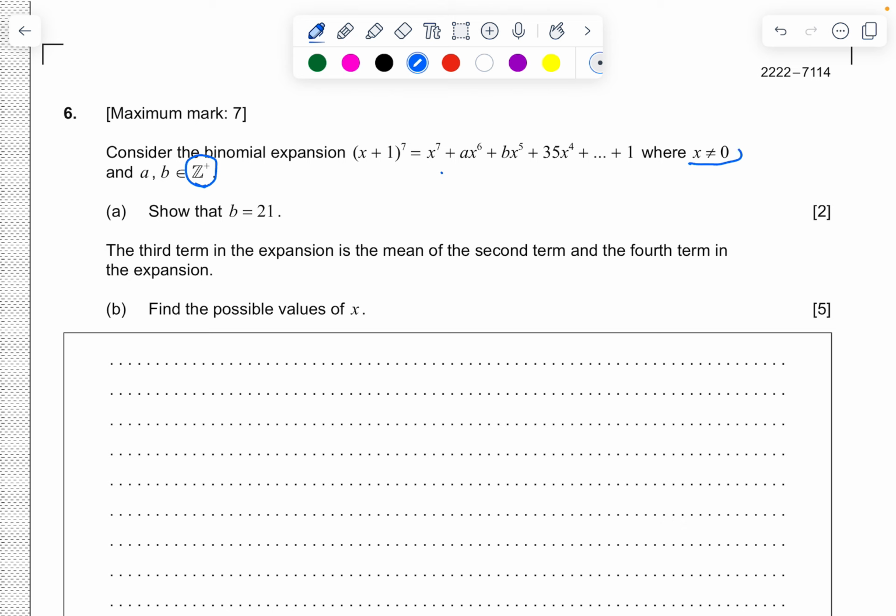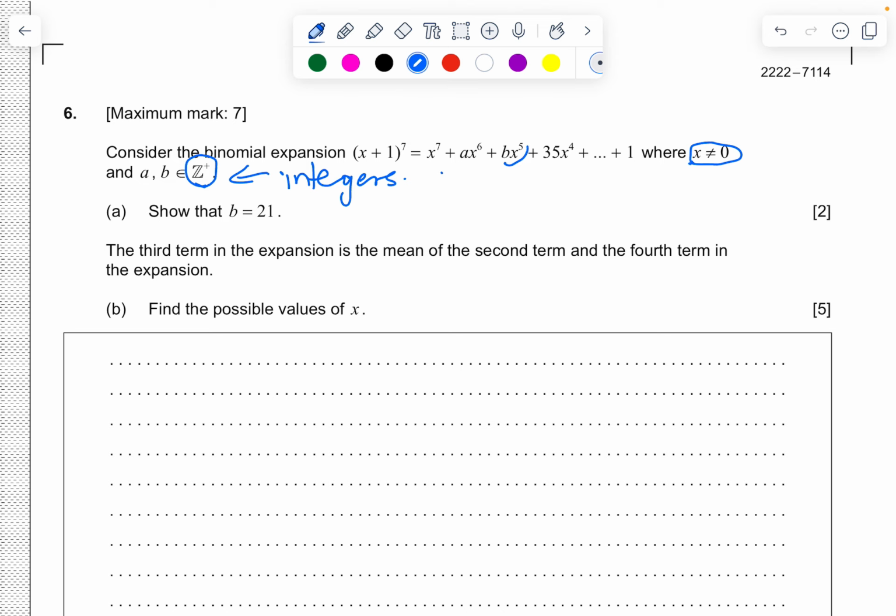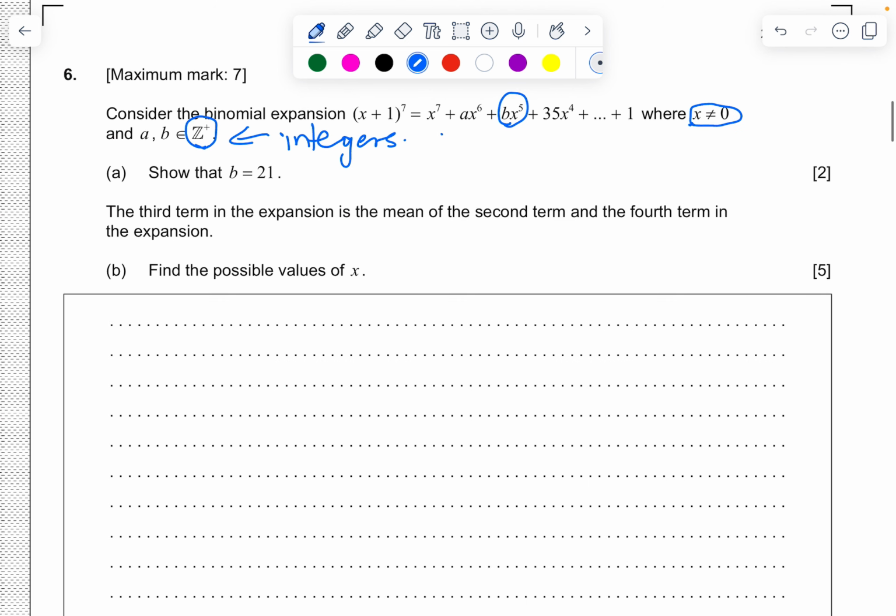Where x is not equal to 0 and a and b belong to positive integers. So these are integers, positive integers. Okay, show that b equals 21. So let's see that b equals 21, which means this one, the third term. So third term means I will start with, so you can also see here the clue is given.